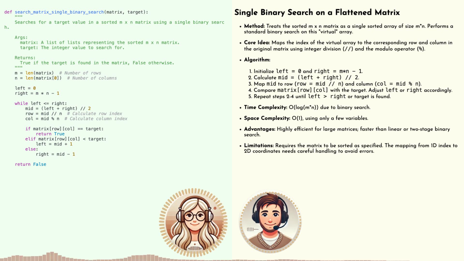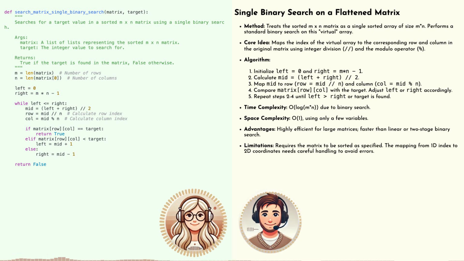You got it. Now, to find the column, we use the modulo operator. We take the index in the flattened array, 12, and find the remainder after dividing by the number of columns, 4. 12 modulo 4 is 0. So our target is in row 3, column 0. Exactly. It's like a magic trick, but it's all based on simple mathematical operations.